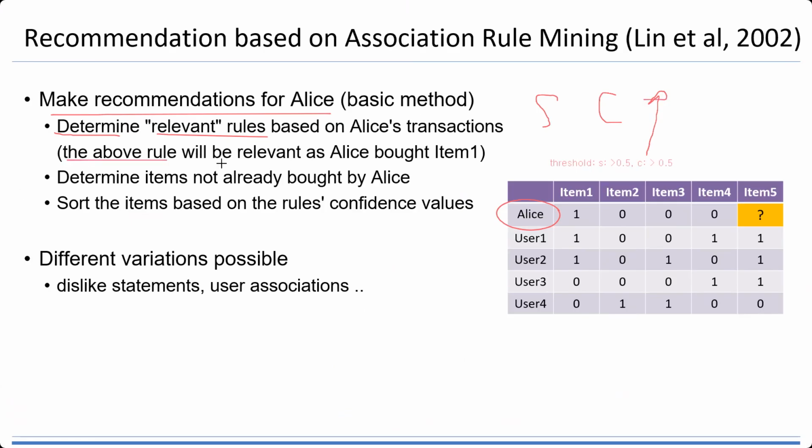So it means the above rule will be relevant as Alice bought item 1. We need to determine items not already bought by Alice. In this case, Alice did not buy item 5. So we want to know whether Alice will buy item 5 or not. So we need to sort the items based on the rule confidence values.